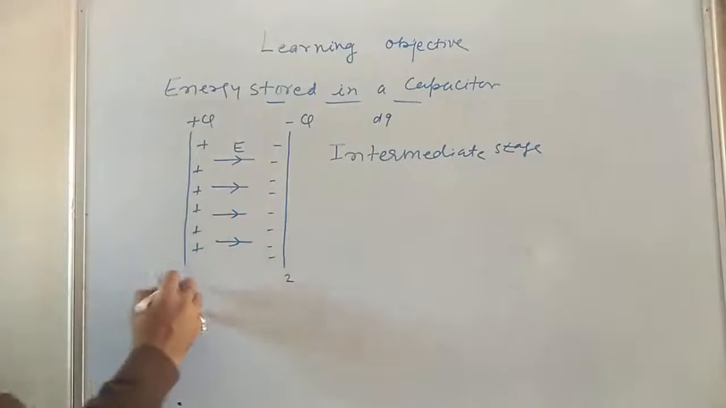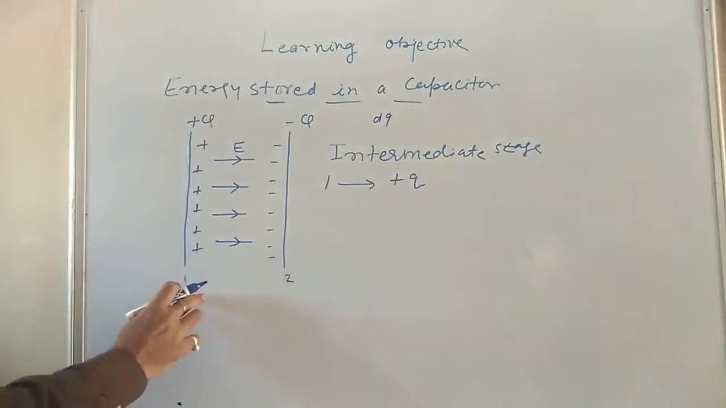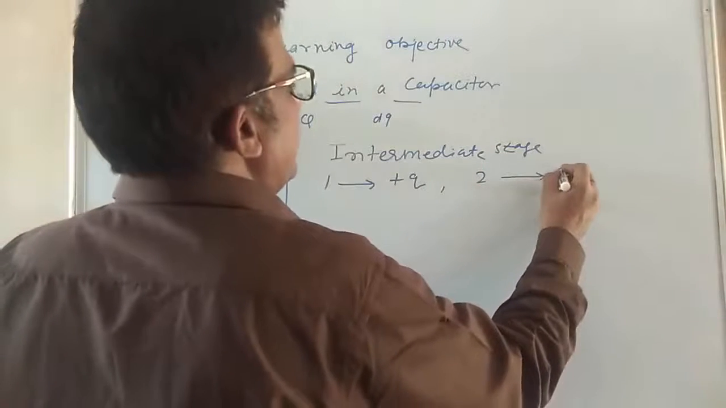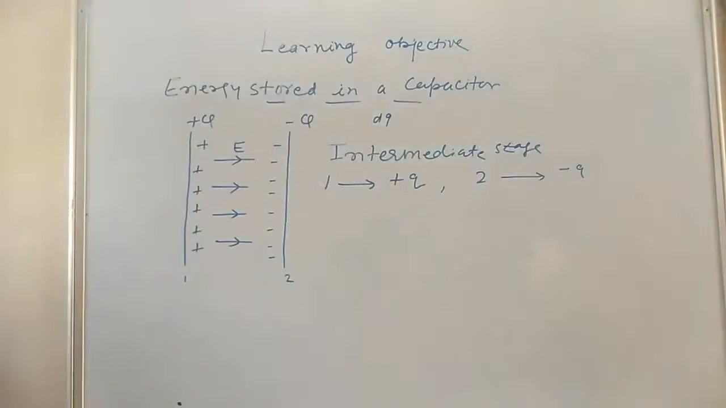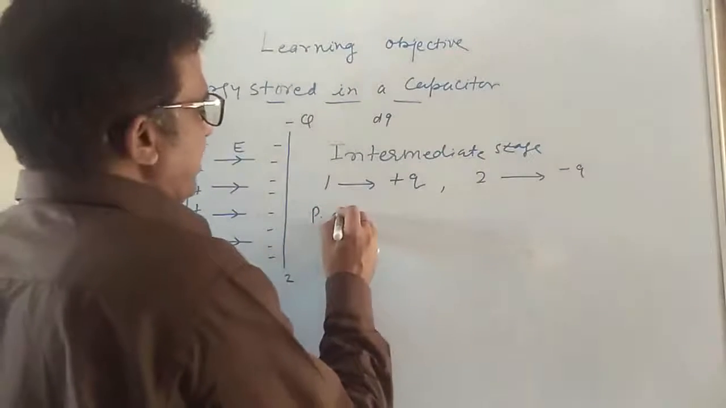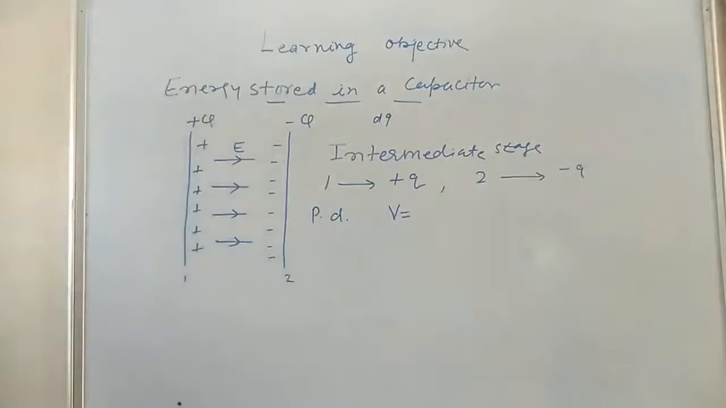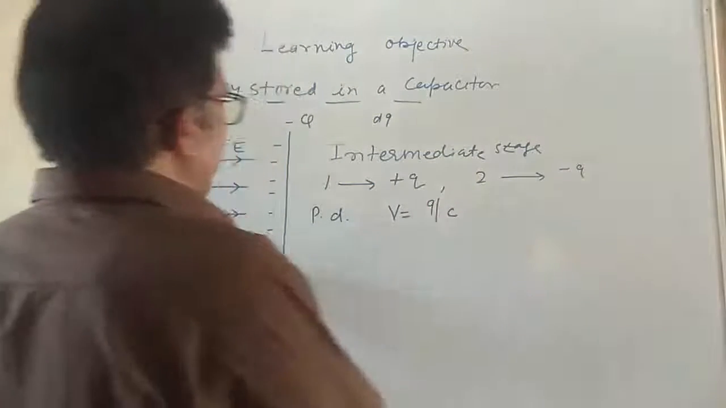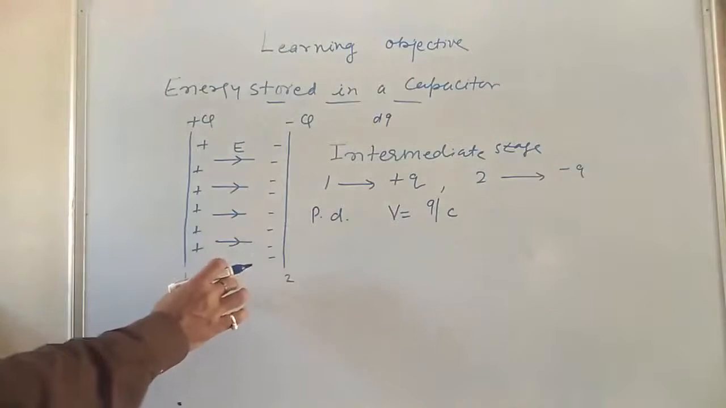suppose the charge on conductor 1 is plus q and the charge on conductor 2 is minus q at any intermediate stage while transferring the charge. What is the potential difference between these two? The potential difference between these two is V is equal to, what is the formula for that? V is equal to Q by C. C is the capacitance of a capacitor. This is the potential difference here.